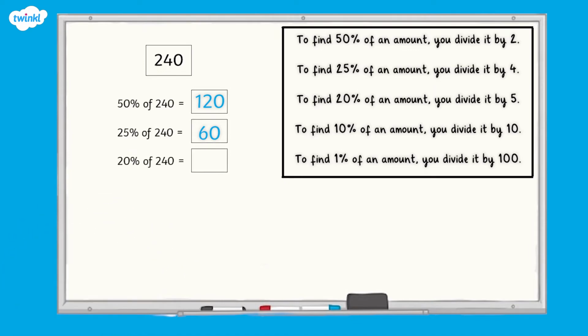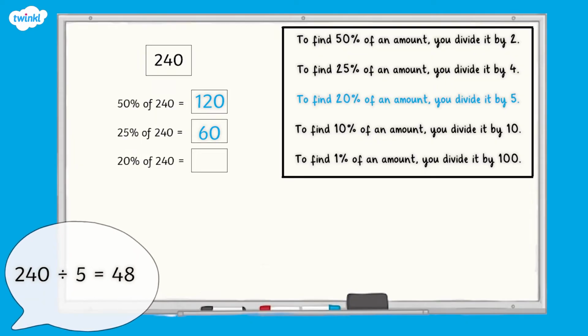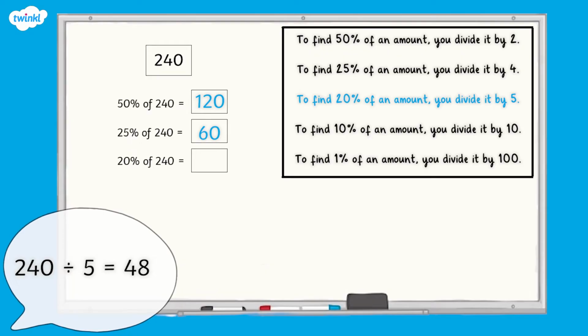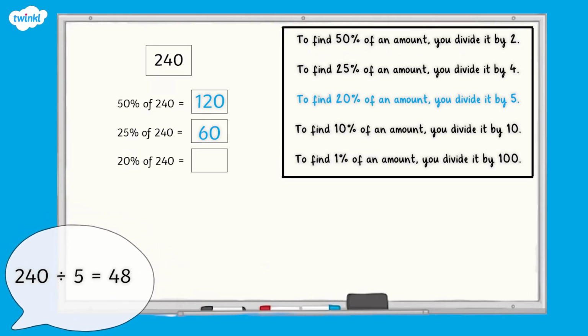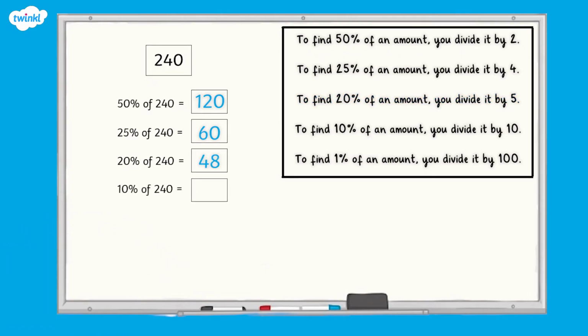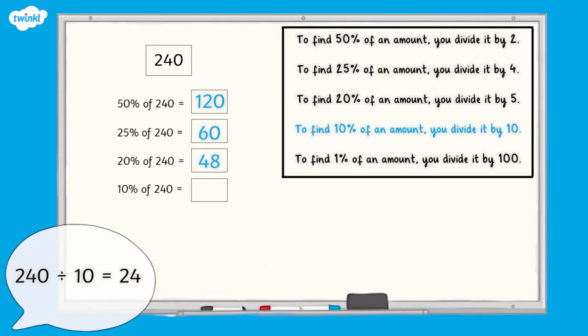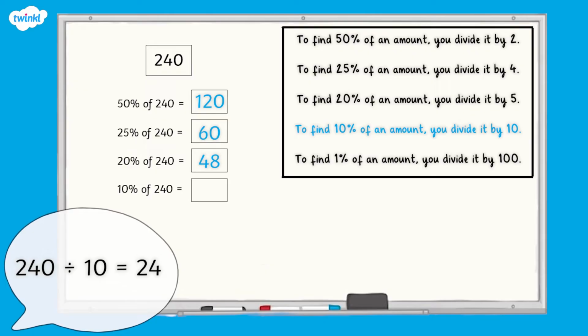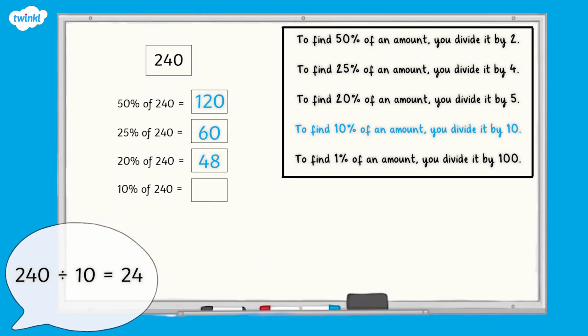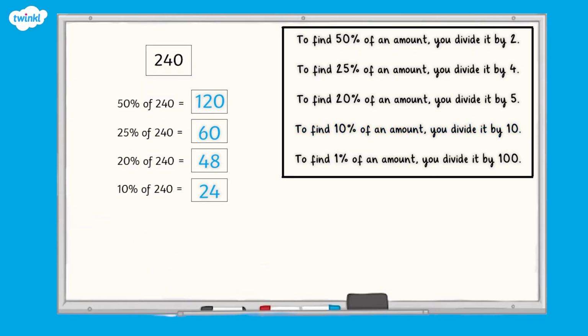To find 20% of 240, we divide by 5. 240 divided by 5 equals 48, so 20% of 240 is 48. To find 10% of 240, we divide by 10. 240 divided by 10 equals 24, so 10% of 240 is 24. Look carefully at the relationship between 20% and 10%. 10 is half of 20, and 10% is half of 20%.